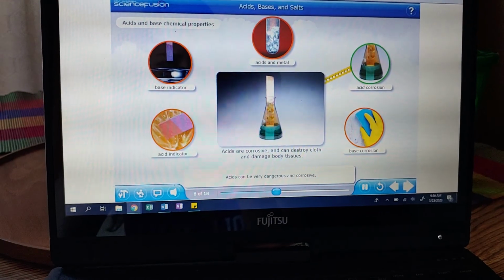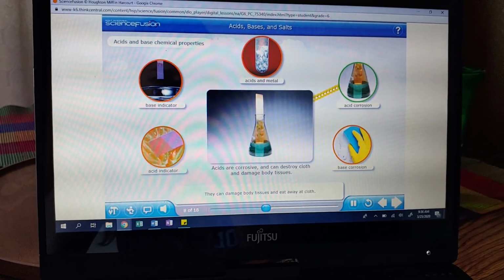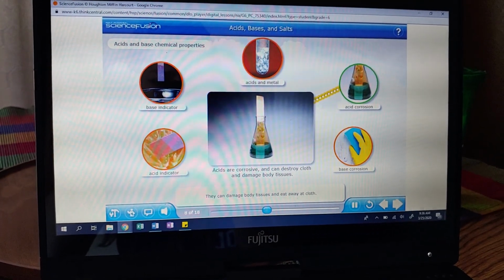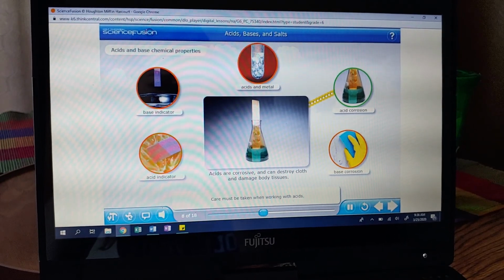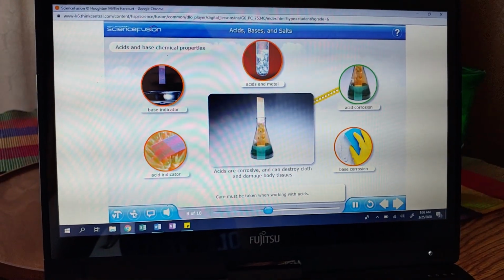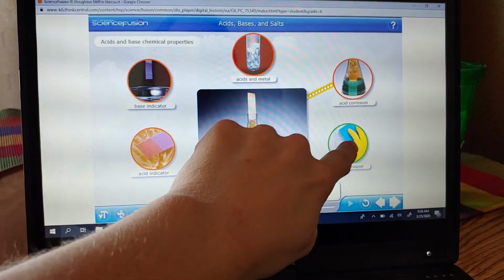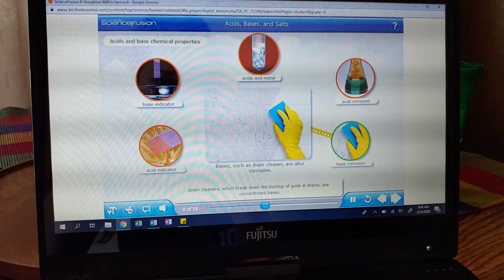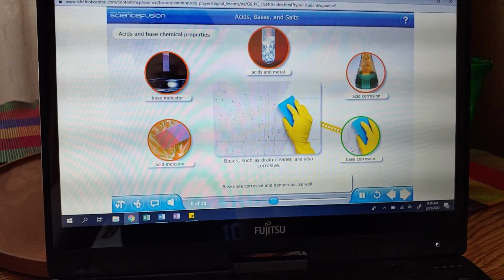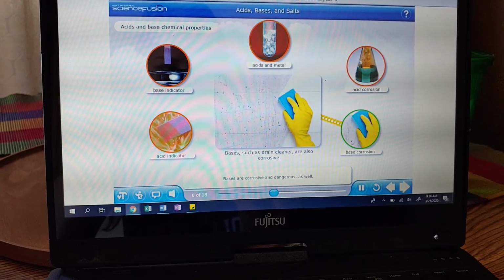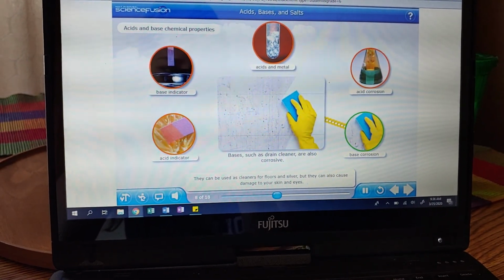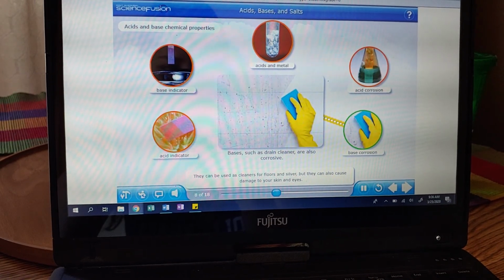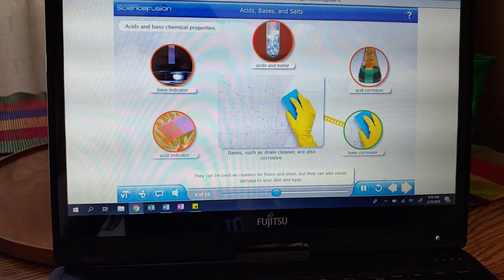Acids can be very dangerous and corrosive. They can damage body tissues and eat away at cloth. Care must be taken when working with acids. Drain cleaners, which break down the buildup of gunk in drains, are concentrated bases. Bases are corrosive and dangerous as well. They can be used as cleaners for floors and silver, but they can also cause damage to your skin and eyes.